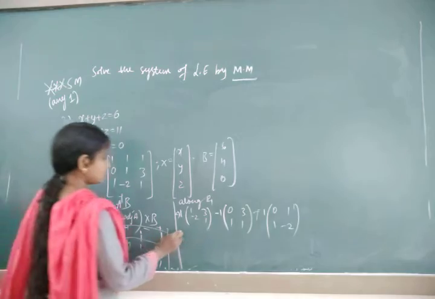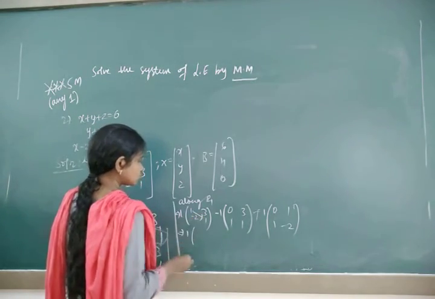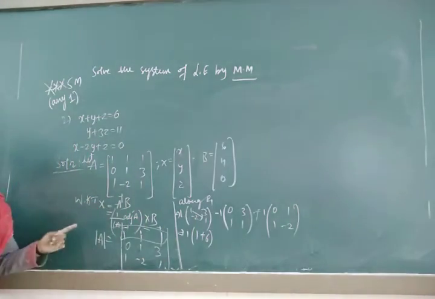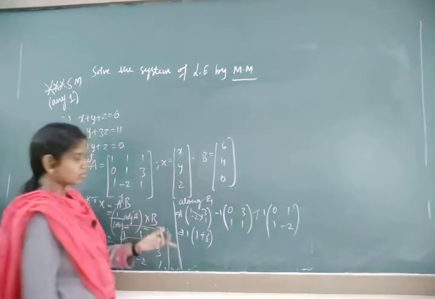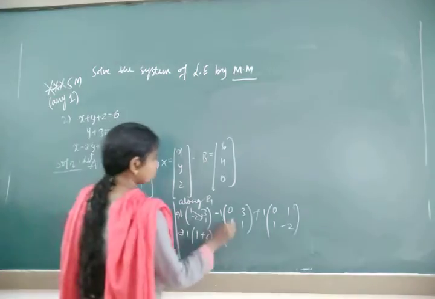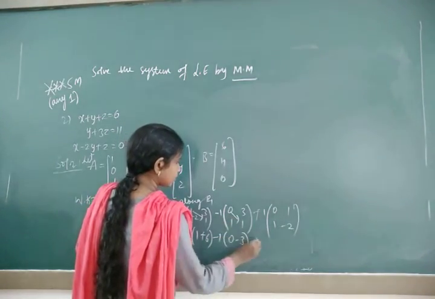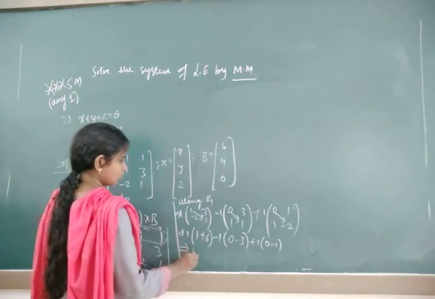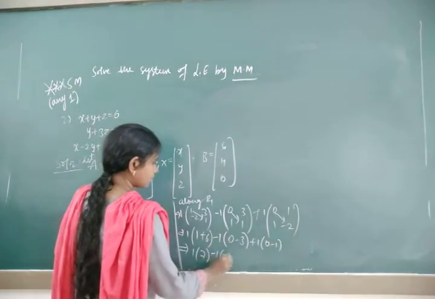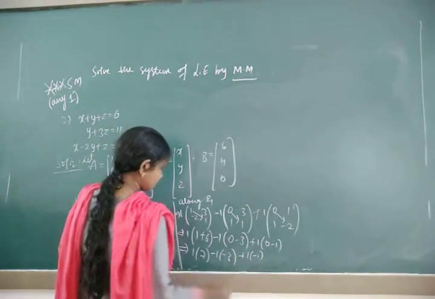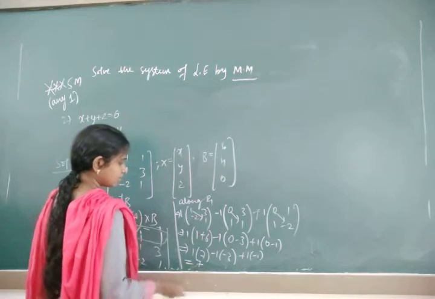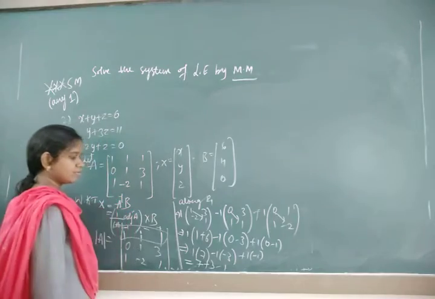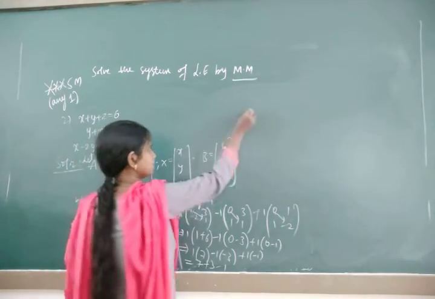Afterwards you just take the simplification. It's a 2 cross 2, you just expand. 1 plus 6. Why I have taken plus 6? Because while moving to the secondary diagonal always minus into minus is plus. It's a minus 1 of 0 minus 3 plus 1 of 0 minus 1. 1 of 7 minus 1 of minus 3 plus 1 of minus 1. On simplification, it's a 7, minus into minus plus 3, it's a minus 1. So 7 plus 3, 10, 10 minus 1, it's a 9.